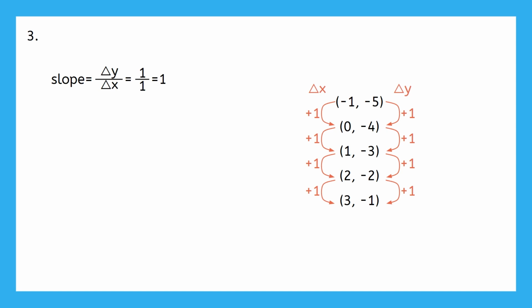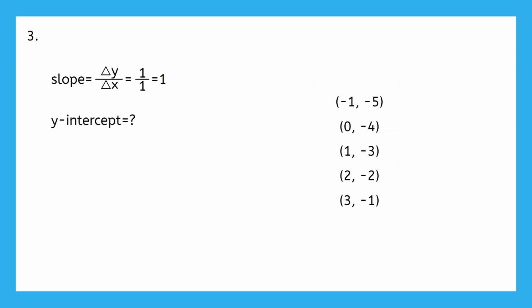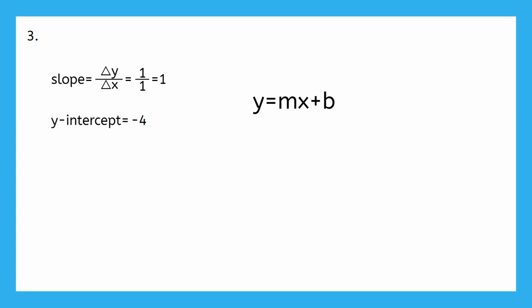Now that we know that this is linear and we have the slope, all we need is the y-intercept. How can I recognize the y-intercept as a coordinate? The y-intercept is always the point that has an x-coordinate of 0. That means that this point is the y-intercept here, where x is 0 and y is -4. So the y-intercept is -4. All that's left to do is put it all together. I'll take my slope-intercept equation, substitute 1 for m, and -4 for b.